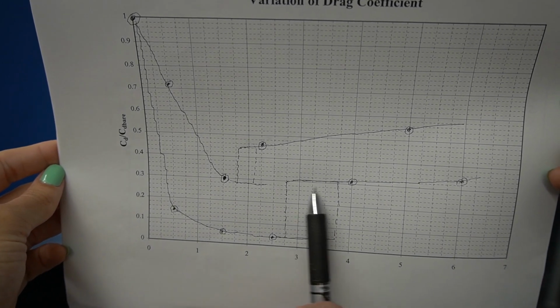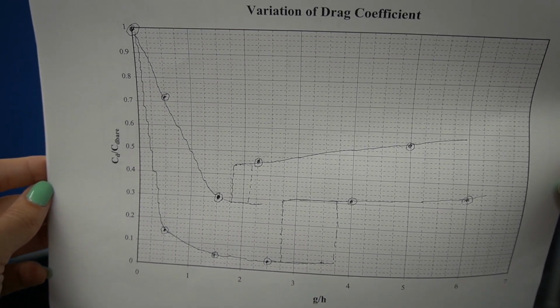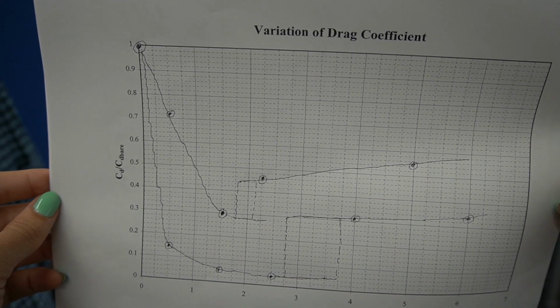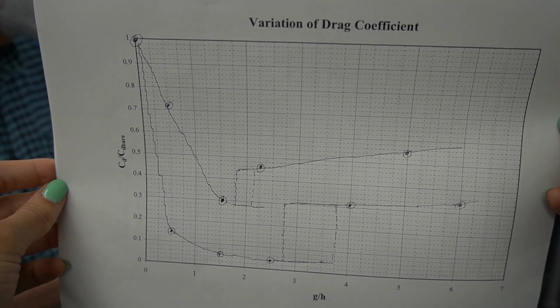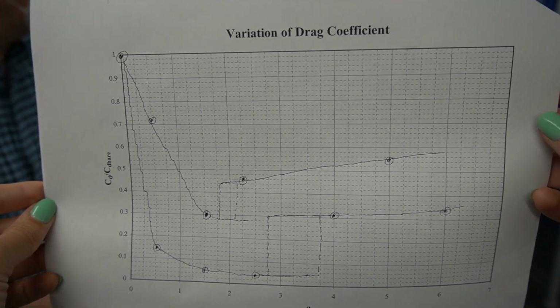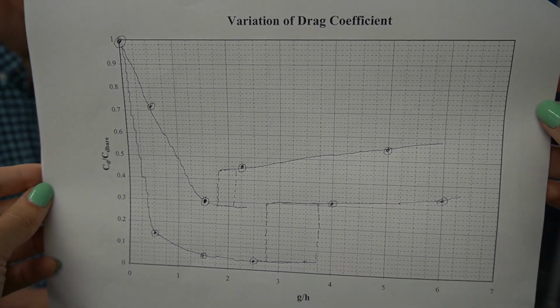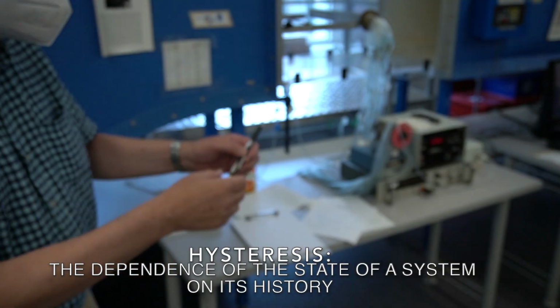But these curves, these solutions, overlap each other. What would that be called? Where you have solutions that overlap each other. If you come in from the right, you're on one curve. If you go out to the left, you're on another curve. Hysteresis.